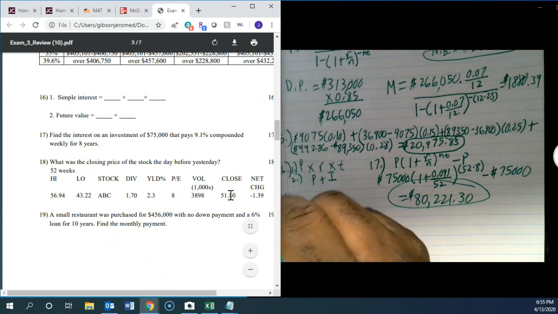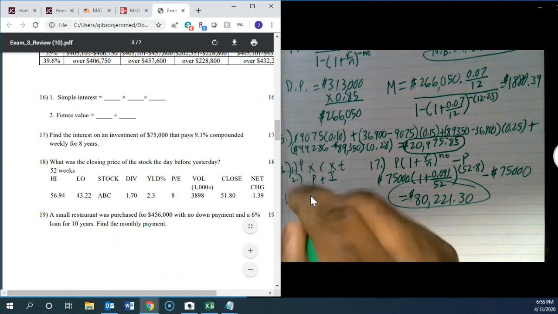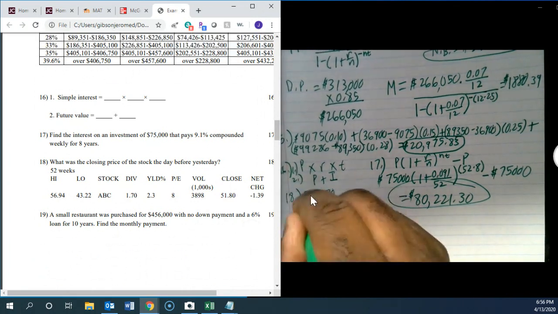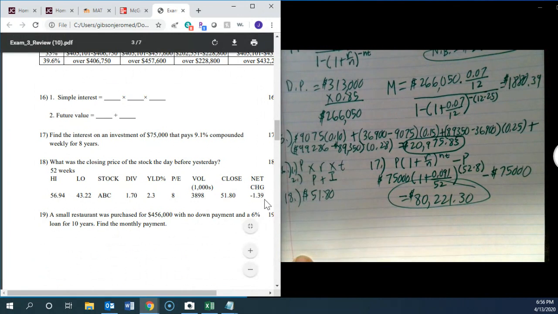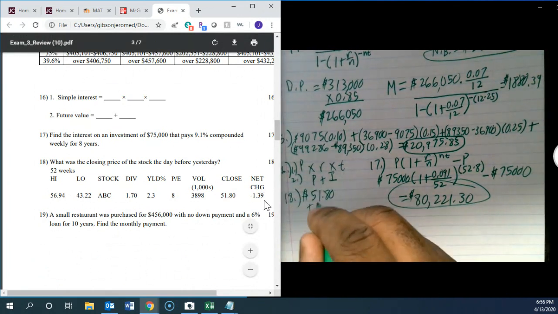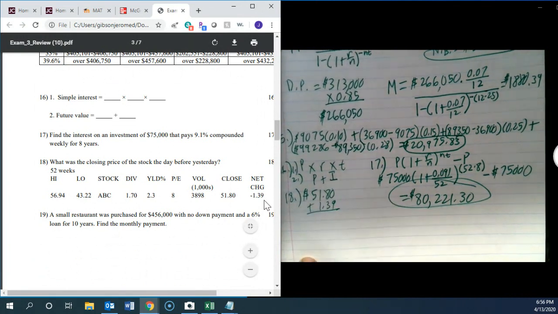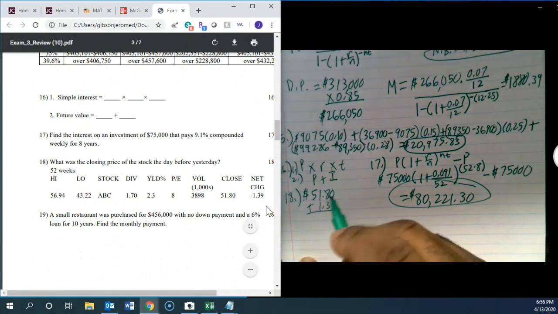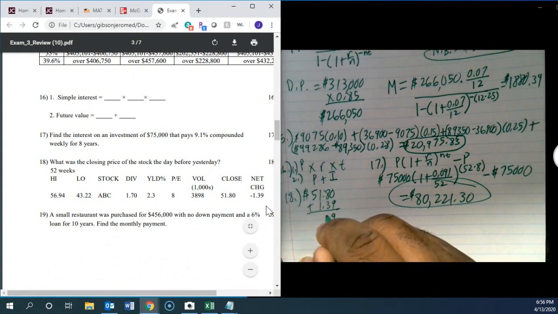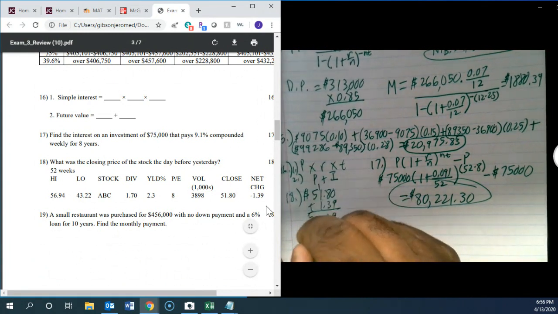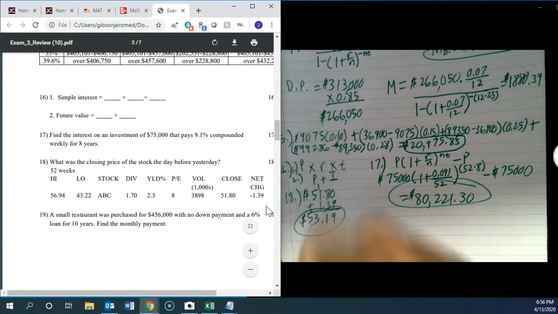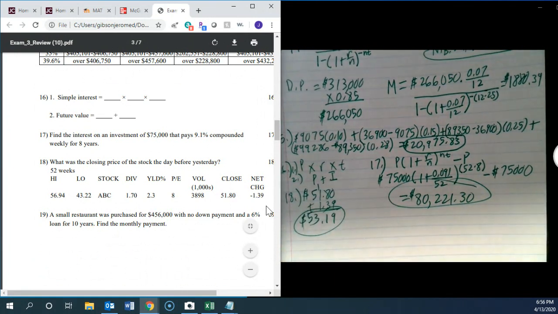So with 18, we would take the $51.80 and we would look at the net change and we would take its opposite. So instead of subtracting $1.39, we would add $1.39, because that means the day before yesterday, it was $1.39 more. That's why you had to subtract $1.39. So now, this right here will give us $53.19. That's how much it was the day before yesterday.